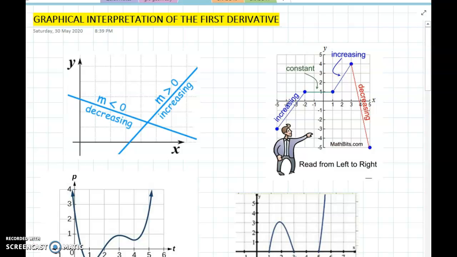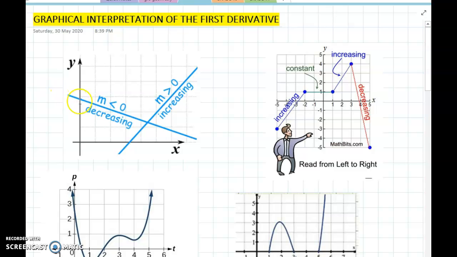In today's lesson, we're going to look at the graphical interpretation of the first derivative, meaning that there must be a second derivative as well. So you've actually been working with the first derivative so far. We know that when we work with the derivative, we're working with the gradient of the tangent. So let's just look at the gradient.